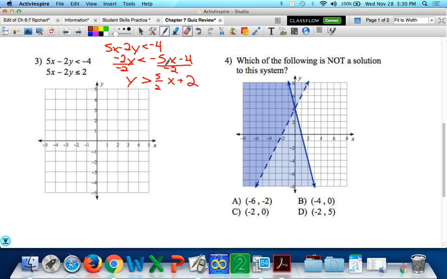Negative 5 over negative 2 is just a 5/2 x. We're okay with that being a fraction. It is a slope. Negative 4 divided by negative 2 is a positive 2. We graph that by starting at 2. We can go down 1, 2, 3, 4, 5, and over 2. Double check that. Up 5, 1, 2, 3, 4, 5, over 2. Same thing, positive slope. That would be our line. It should be dashed.